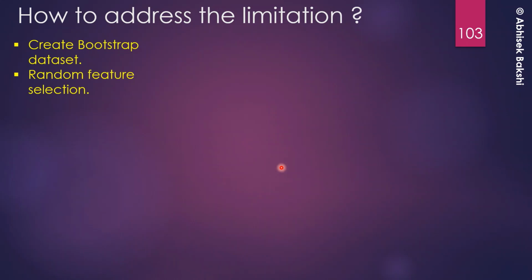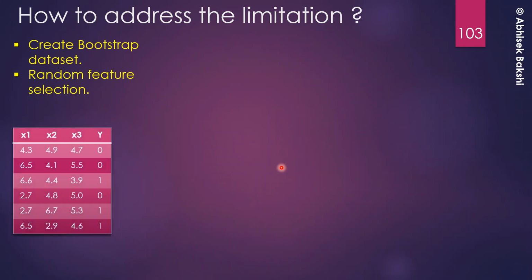So we will take two major steps in random forest. One, create a bootstrap dataset, and two, random feature selection. Obviously, the point is not very clear to you. I will make it clear. Just assume that you have the full dataset like this, right? This is the whole dataset. Among this whole dataset, we will choose some set of rows, not all, and we'll create a sub dataset.